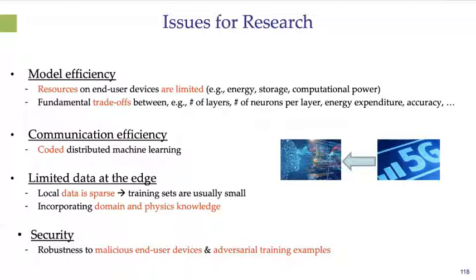And finally, I'll just mention security. Again, this is wireless networks we're talking about. There are possible malicious end user devices. There can be adversarial training examples injected into the system. So there are issues here that need to be considered, and people are looking at these kinds of problems. I didn't write it here, but privacy is another issue. We get privacy by default, at least we think we do, in these algorithms, but it is true that you can make inferences about the end data from the output of machine learning algorithms. So there are still some things to worry about in terms of privacy as well.